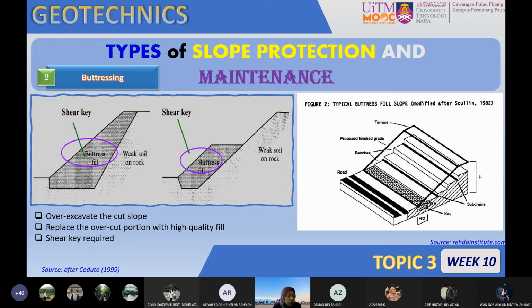The other thing is that behind the slope face there may be very weak soil or weak rock. So when you apply an additional structure, such as buttress fill, it improves the slope strength.